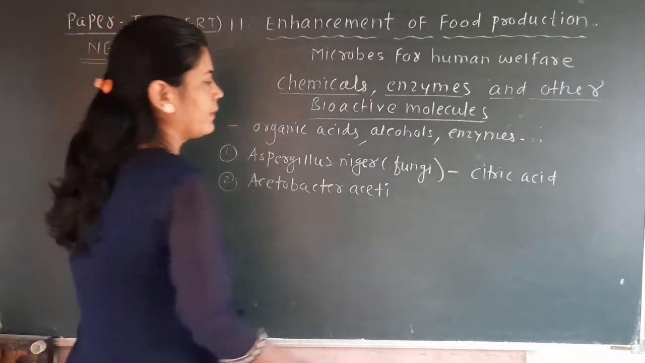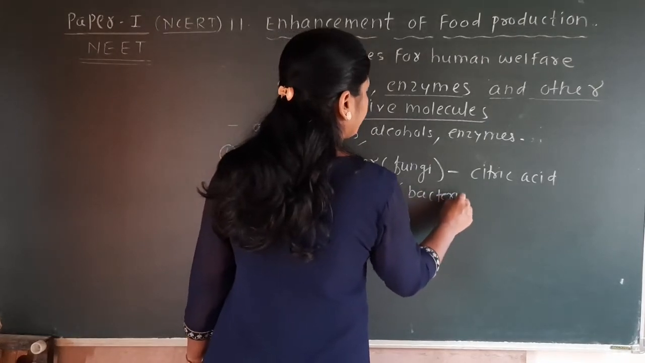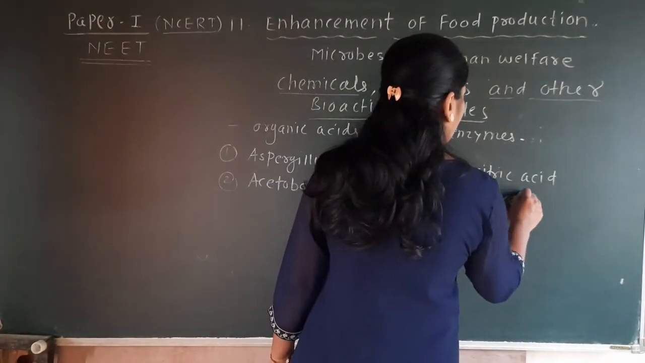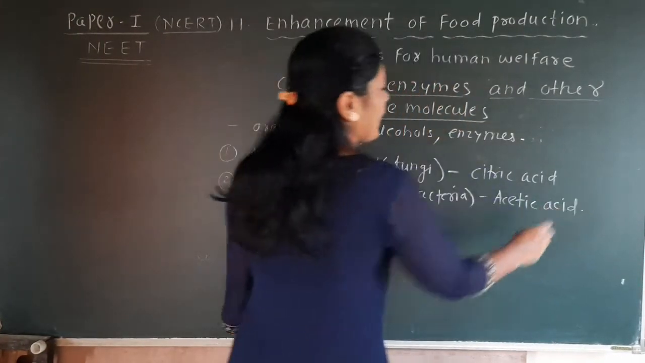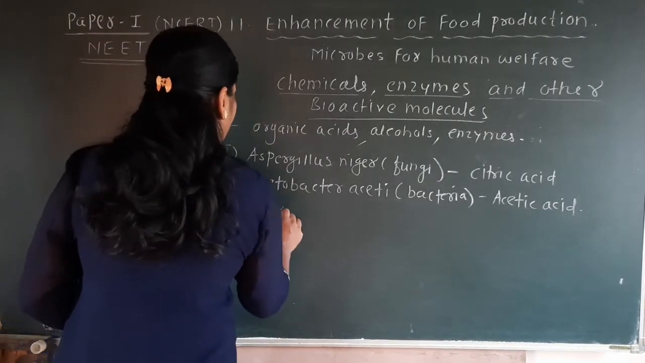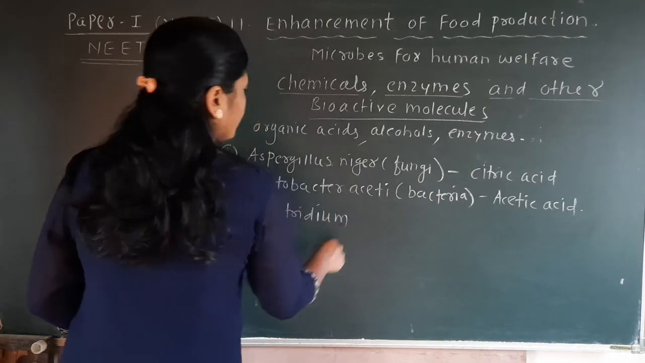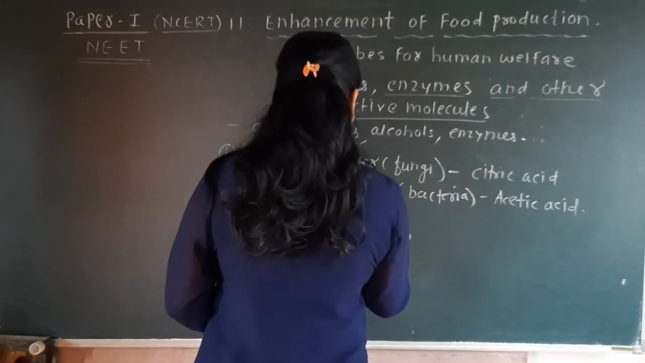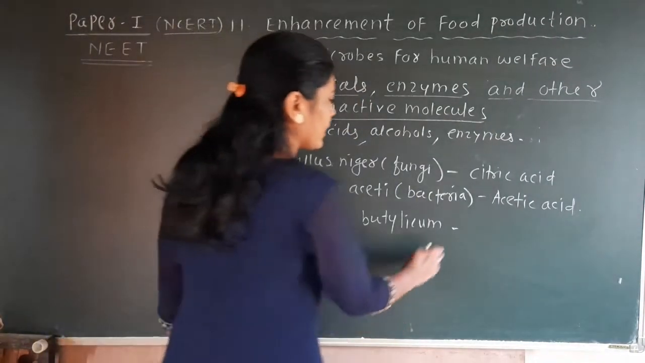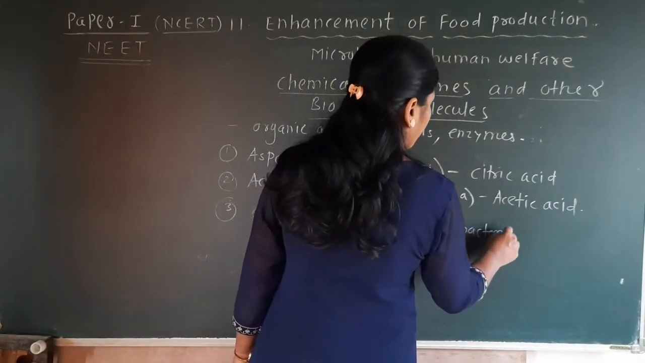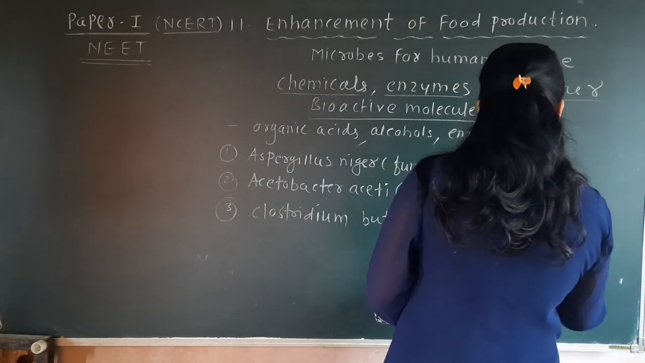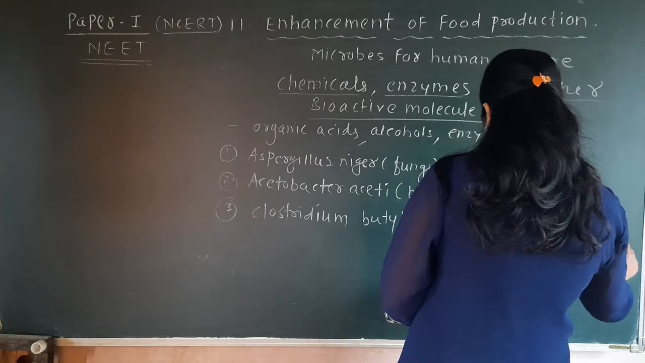Acetobacter acidi, it is a bacteria which is responsible for production of acetic acid. Third one example is given that Clostridium botulicum. What is it? It is a bacteria responsible for formation of butyric acid.